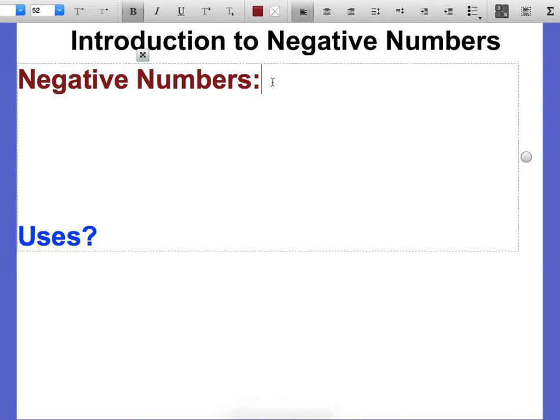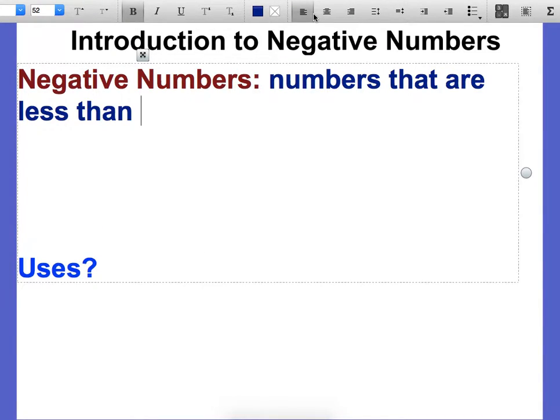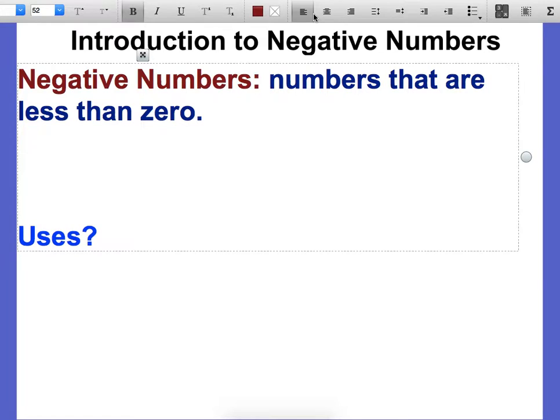So let's look at a definition of negative numbers first. Negative numbers are numbers that are less than 0. So they can be whole numbers, they can be fractions, you can have decimals. As long as they're less than 0, they're negative numbers.